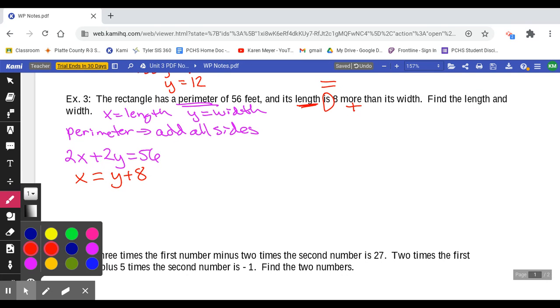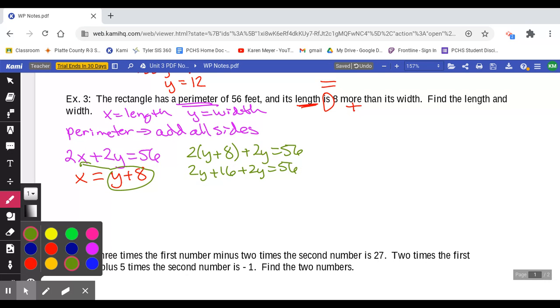And then once again, this one is set up for substitution. So I'm going to take y plus 8 and substitute it in for x. So 2 parentheses y plus 8 plus 2y equals 56. Distribute: 2y plus 16 plus 2y equals 56. Combine like terms: 4y plus 16 equals 56. Subtract 16 on both sides. 4y equals 40. Divide both sides by 4 and you come up with y equals 10.